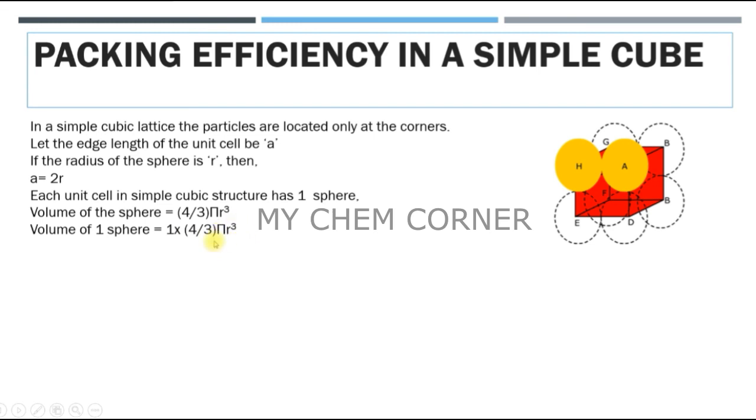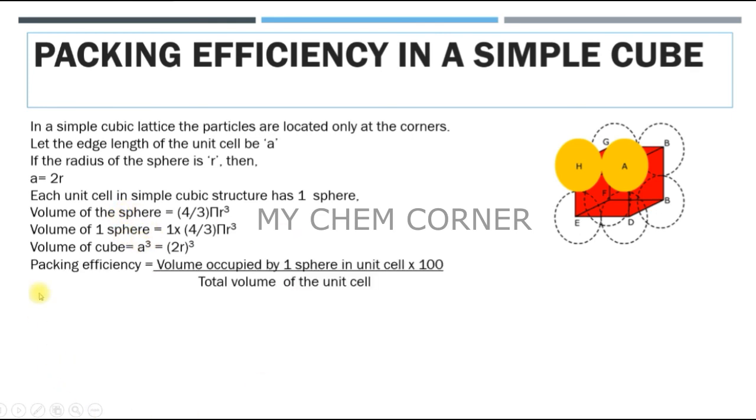Very simple one. Similarly, the volume of the cube, A cube, is equal to 2r the whole cube. We have the volume of the cube, we have the volume of the sphere. Now write down the formula for packing efficiency, which is volume occupied by one sphere divided by total volume into 100. The volume occupied by one sphere is here and the total volume is here, 2r the whole cube, into 100, substituted. When we calculate, you will get 52.4%.